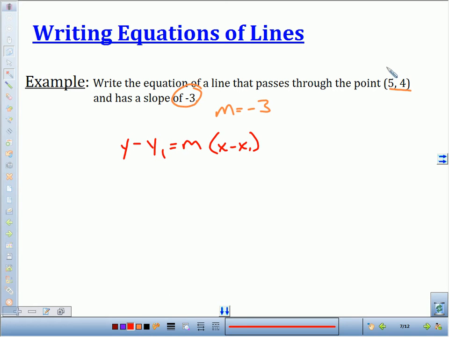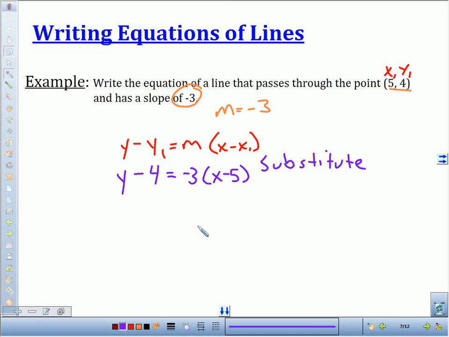I define x1 as the x value of my point, and y1 as the y value of my point. m is, of course, negative 3, so I can plug all of my numbers in, and that is my next step. I want to substitute. So I substitute y1 is 4: y minus 4 equals m, negative 3, times x minus x1, and x1 is 5. So I get y minus 4 equals negative 3 times (x minus 5) in parentheses.